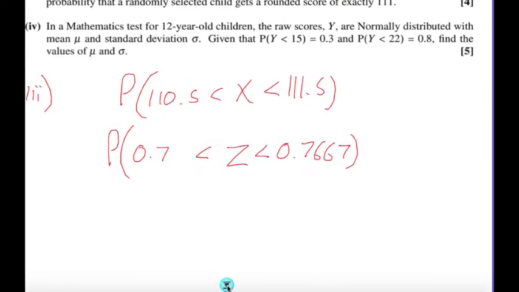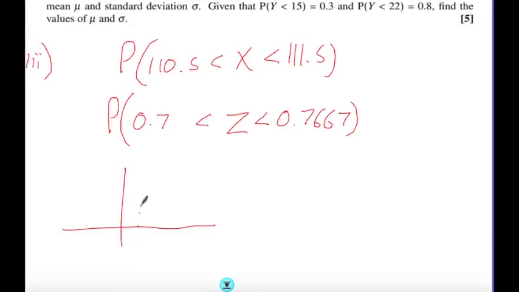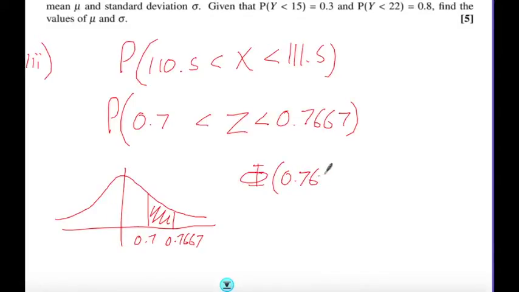Right. So if we think about our normal distribution, so always draw a diagram. Here's 0.7, here's 0.7667, and we want this area. So we're going to have to do the area below 0.7667 and the area below 0.7. So the area below 0.7667 is the thing we look up in the table for 0.7667, and then take away the thing we look up in the table for 0.7. Right, so the first one's going to be more difficult.